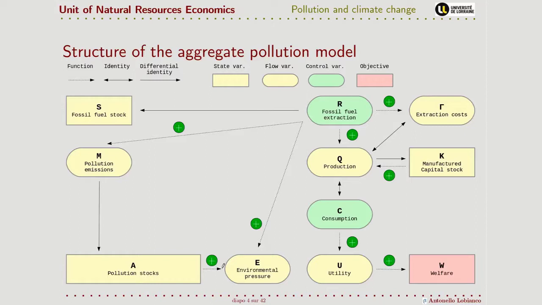Think about shale oil: it requires a lot of water resources, and it generates a lot of local pollution where it is extracted. So we can think of environmental pressure as being generated directly at that moment in time, from the extraction of fossil fuels. And then this environmental pressure, as I anticipated in the previous slides, can generate two kinds of damages: one direct to the utility functions, and one indirect to the production possibilities.